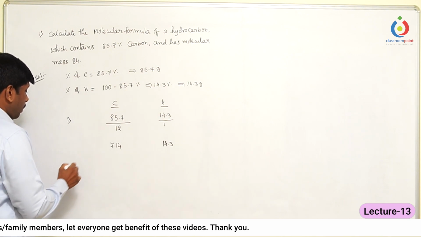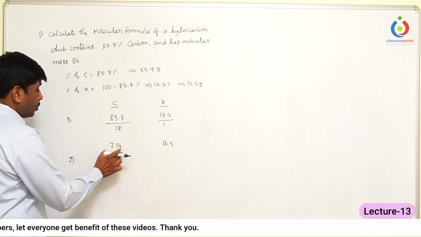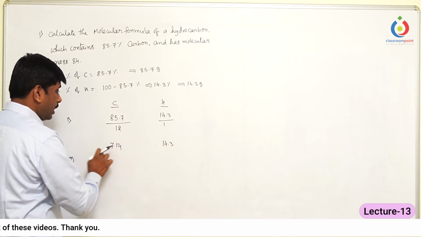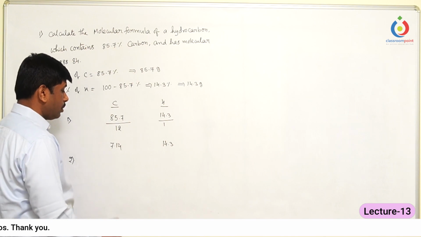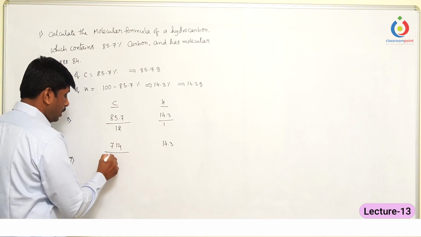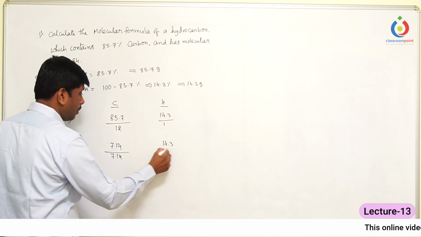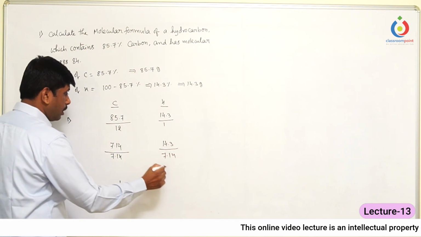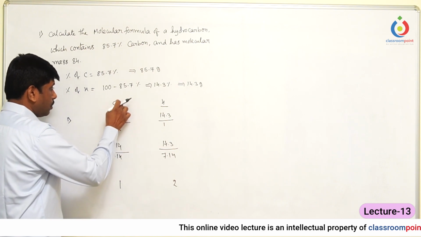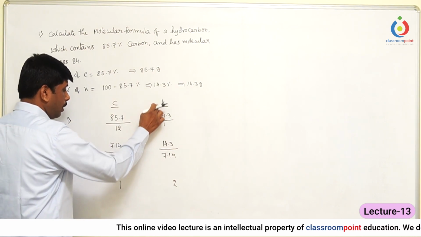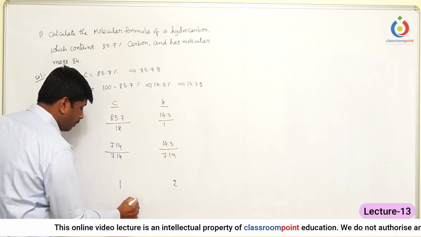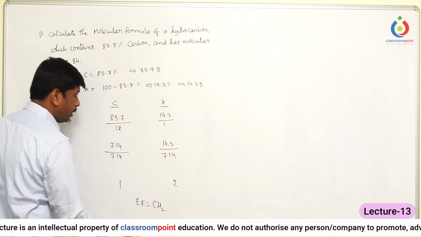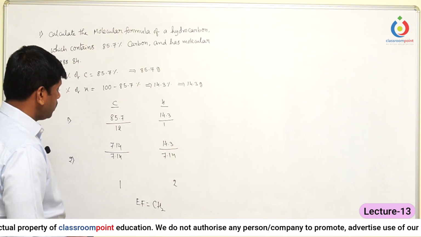So now, next one is, so simple values, some values we got. Using these values, again divide the values with the smallest number. It is 7.14. It is also 7.14. So it gives 1, and it goes approximately 2 times. So carbon 1, hydrogen 2. So the ratio of the elements is the empirical formula, that is CH2. So here CH2 is given.